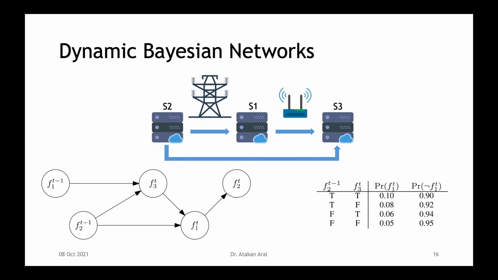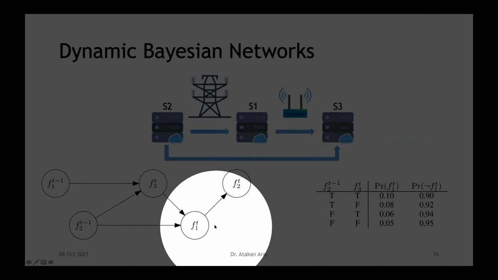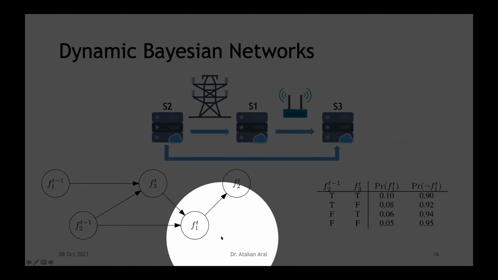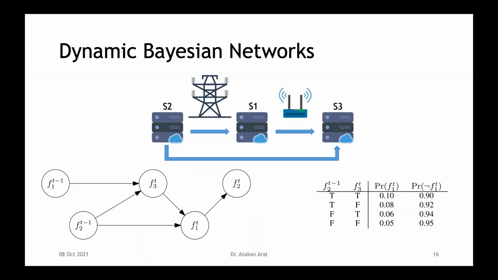So as I said, this is only one of the conditional probability tables. For this very small example, we would have 5 conditional probability tables. But the number of rows would differ between the tables because the number of parents are different. For example, for F2t, we only have 1 parent, so its table will have only 2 rows: 1 row when F1t is true and 1 row when F1t is false. So this is how dynamic Bayesian networks work in practice.